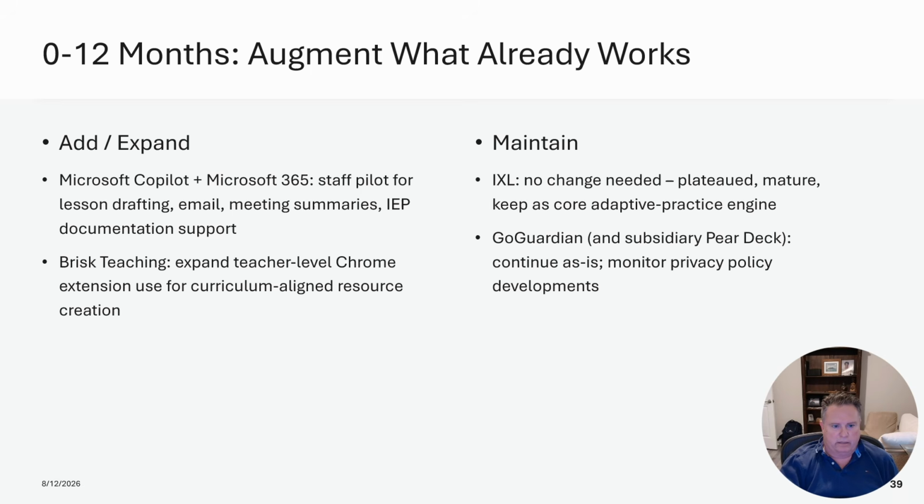You add and expand, add Microsoft Copilot and Microsoft 365. You staff pilot for lesson drafting, email, meeting summaries, IEP documentation support. And under Brisk Teaching, we recommend expand teacher level Chrome extension use for curriculum aligned resource creation. Things to maintain would be IXL, no change needed. It's plateaued, it's mature, keeps a core adaptive practice engine, and GoGuardian and subsidiary PeerDeck continue as is, monitor privacy policy developments.